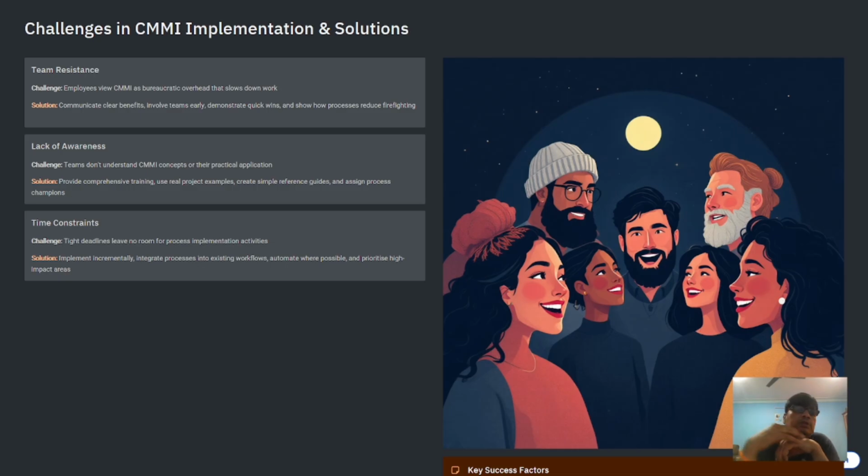What is the second challenge? The second challenge is lack of awareness. In these types of projects, people want to implement the process, but they don't know how to implement it. They don't understand what CMMI is. They don't understand what TMI is. They don't understand what the ISO process is.